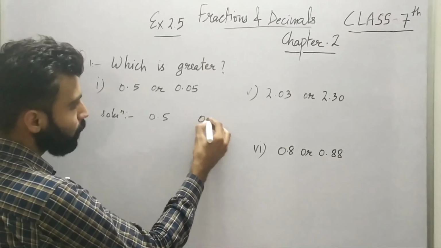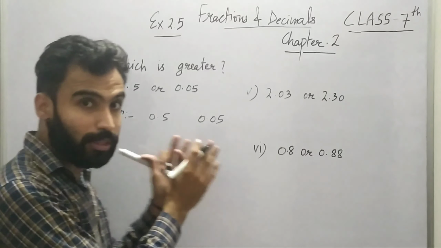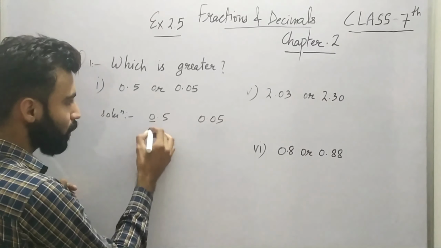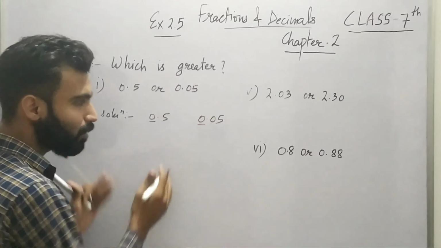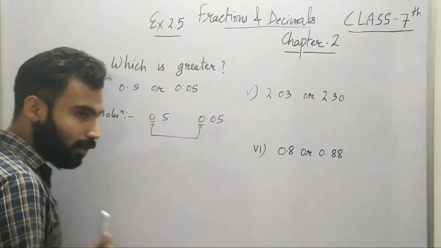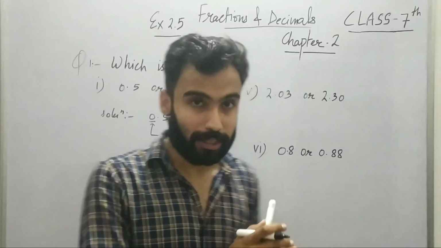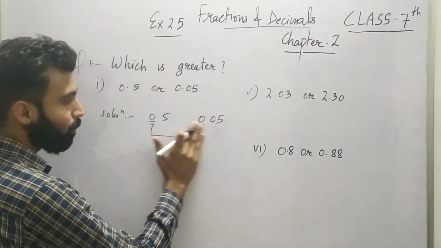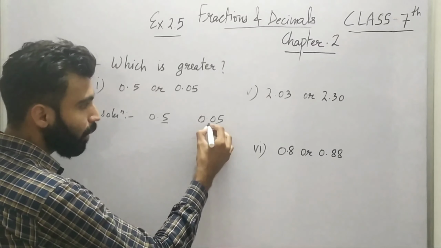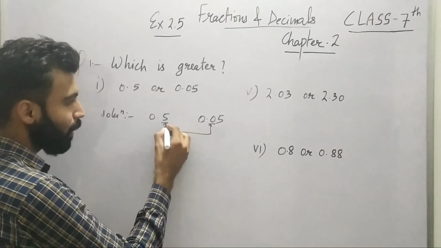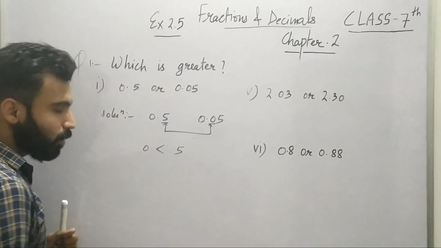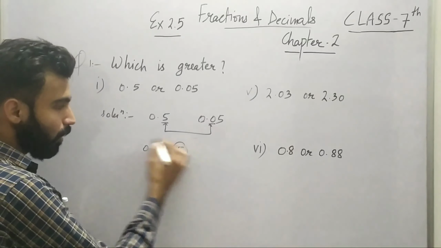So 0.5 and 0.05. I've told you we have to start with the leftmost digit on the left side of the decimal. There is only one digit here. Comparing the left side digits of the decimal, you will see both are 0, so they are equal. That means we can't decide on the basis of the left hand side. So we move to the right hand side of the decimal. What is the first digit there? Here it is 5 and here it is 0. So in the tenths place, on one side there is 5 and on the other side 0. Now you all know that between 0 and 5, 0 is smaller. That means 5 is greater.